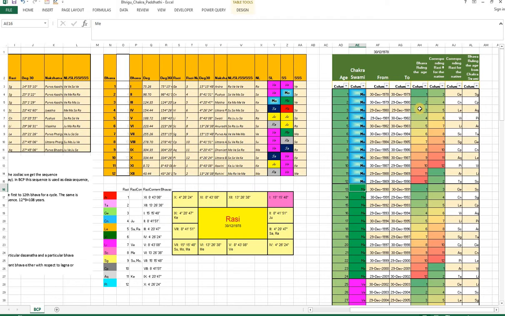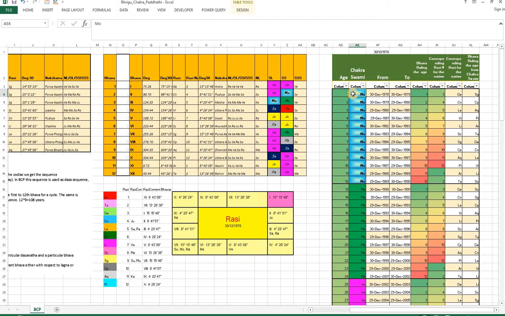And the simple calculation: the first house is Gemini, the second house is Cancer, third is Leo for this person. So if you change the person's name, you don't have to touch anything of this. The user input alone would modify all this.